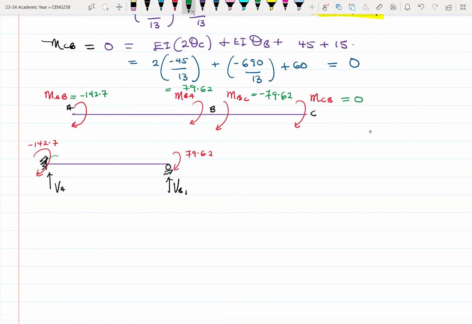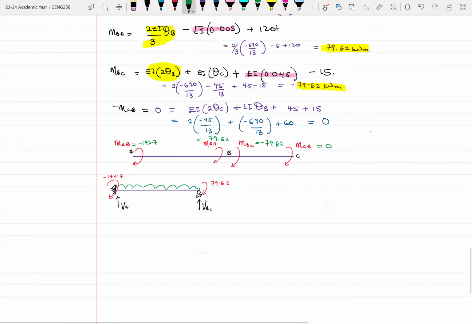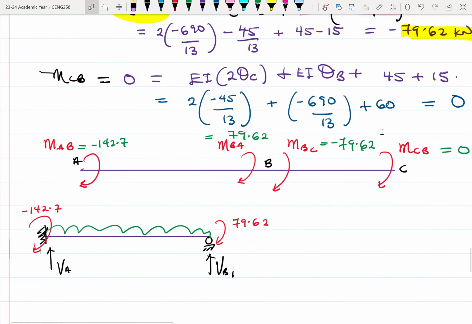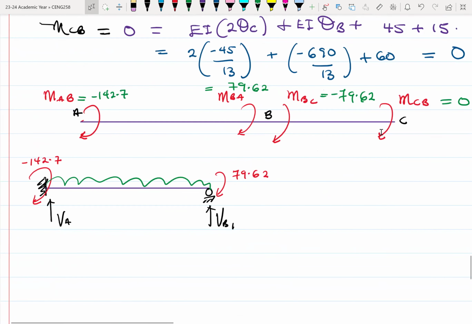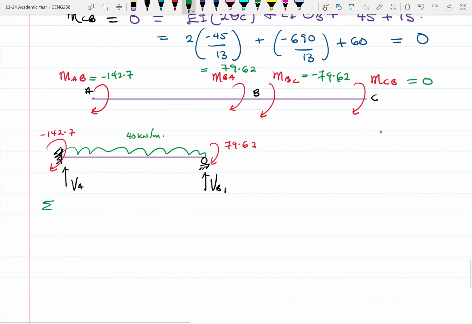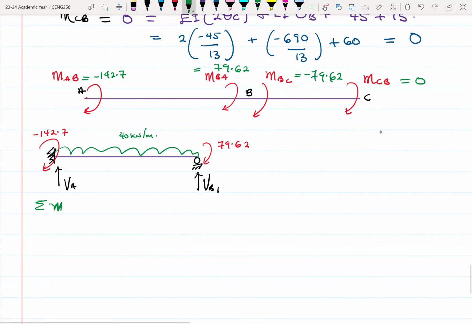We also have our UDL on it, which I think is given to us as 40 kilonewtons per meter. Yes, 40 kilonewtons per meter. All right. So summing moments at B equals 0. We have VA times 6 meters minus 40 times 6 times 3, no, 4.